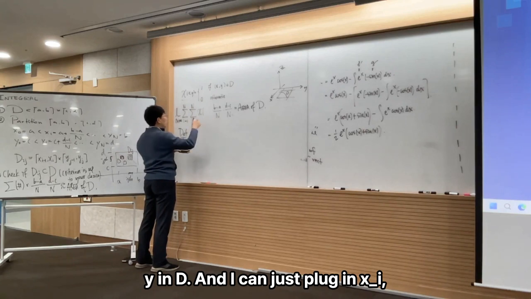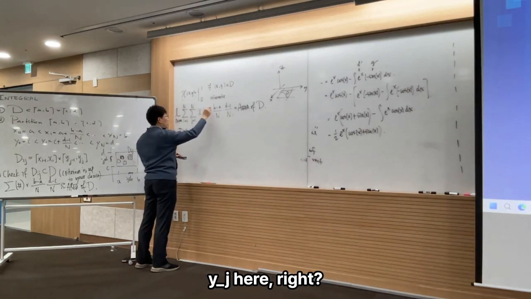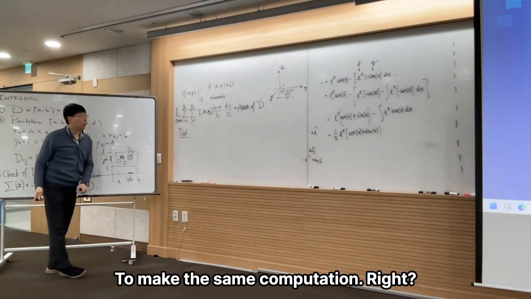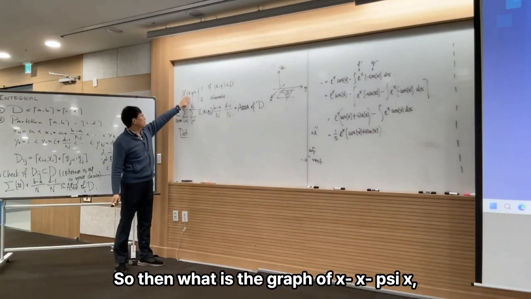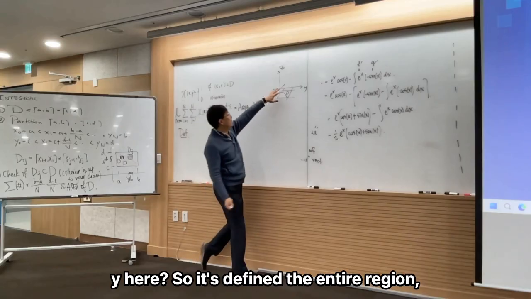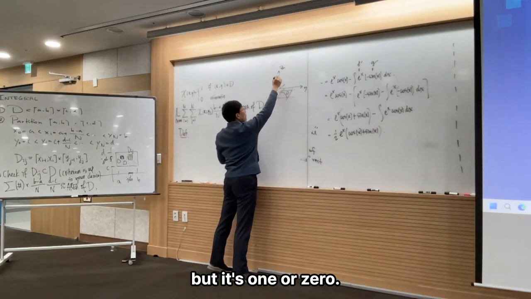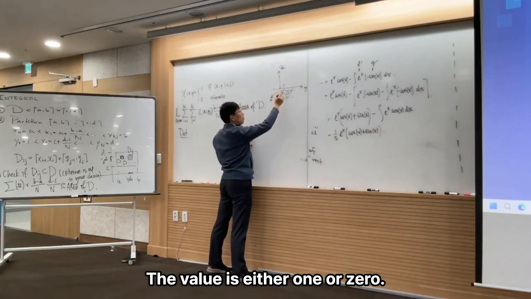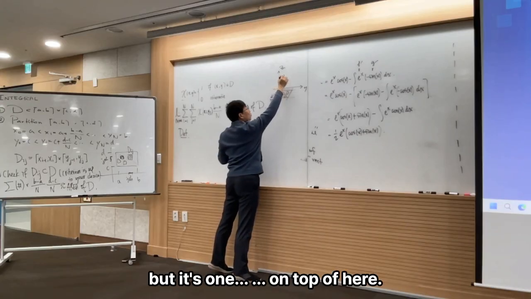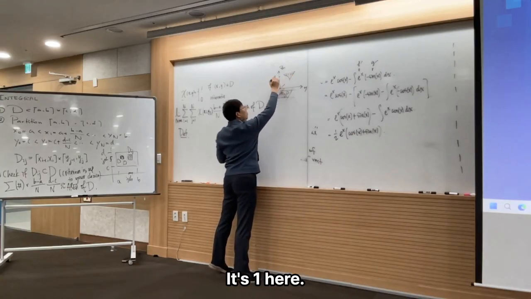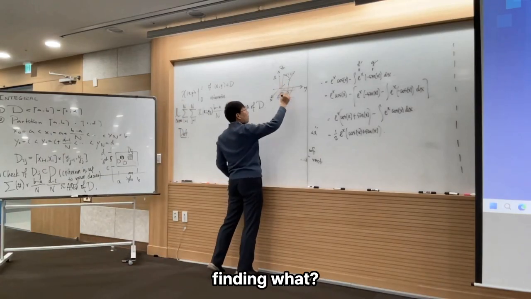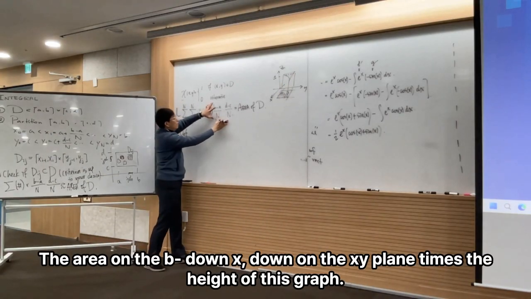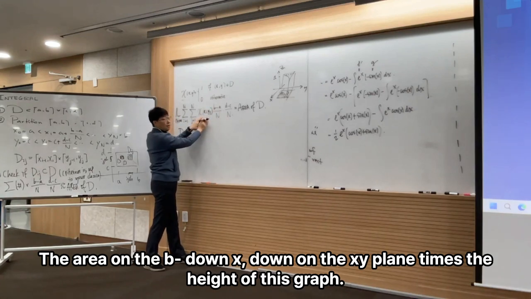And I can just plug in xi, yj here to make the same computation, right? So what is the graph of the indicator function χ(x, y) here? It's defined on the entire region, but the value is either 1 or 0. So it's 0 here, but it's 1 on top of here. So I'm kind of finding the area on the xy plane times the height of this graph.